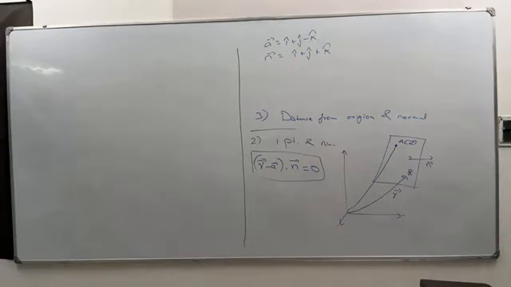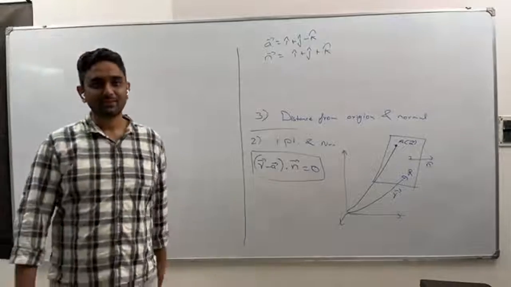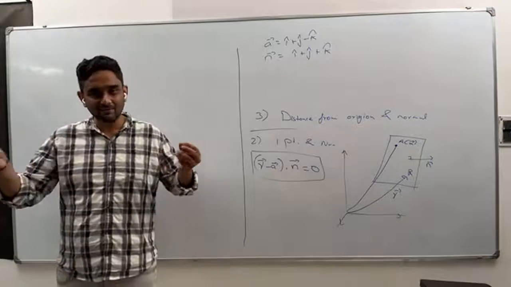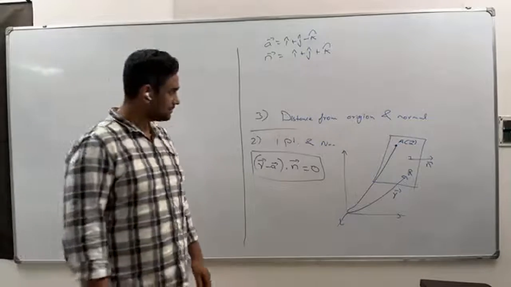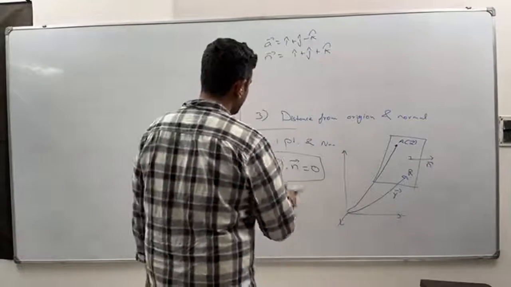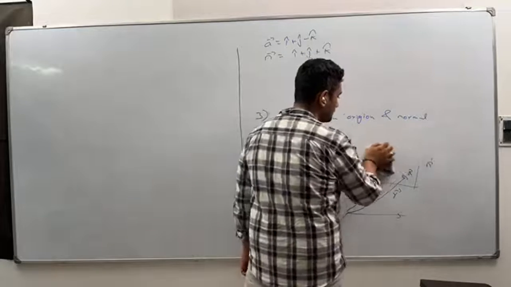No. Same thing. Leave it over here, vector form. Leave it, 3D form. Alright, the plane is the same. Whether vector form or 3D form, the plane is not changing. Okay, we'll look at the third case, when the distance from origin is given and the normal is given.